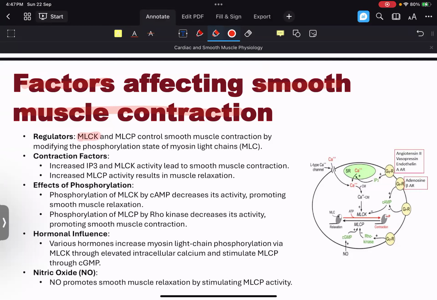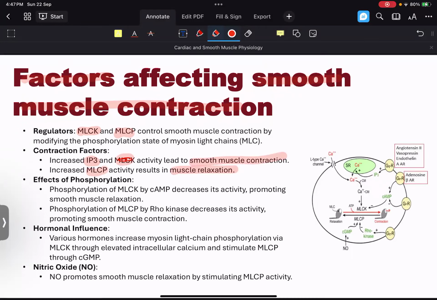First things first, MLCK and MLCP are obviously regulating the smooth muscle contraction. If you have more MLCK, you will have more contraction. If you have more MLCP, you will have more relaxation or less contraction. Same thing. Furthermore, if you increase the IP3, because remember I said the IP3 receptor is what causes the calcium to release from the sarcoplasm. So if you increase IP3 and MLCK, then you're going to have even more smooth muscle contraction. On the other hand, if you increase MLCP, then you'll have more smooth muscle relaxation.